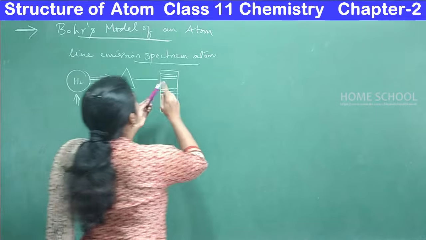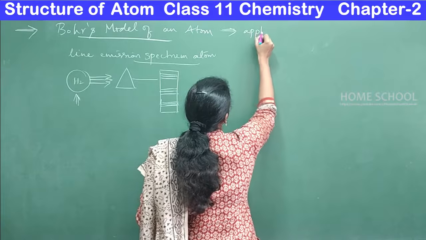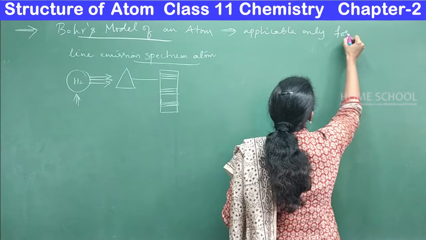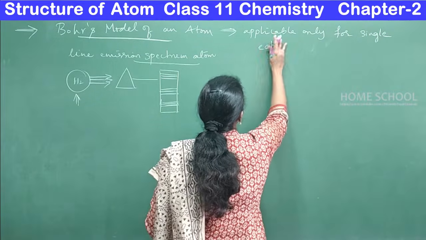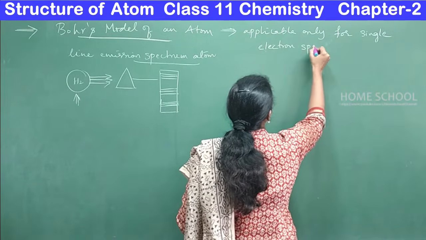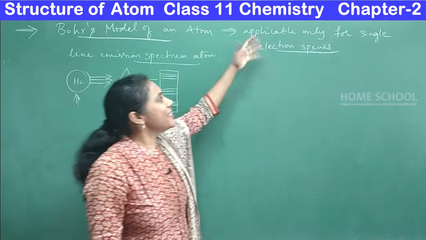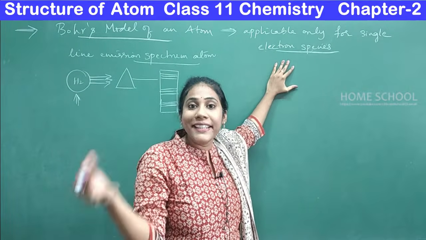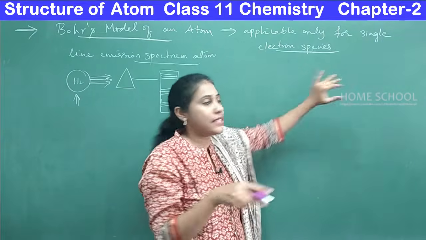This point is very, very important. Bohr's theory is applicable only for single electron species. This is really very important. Is that clear? Fine. So what do you mean by single electron species? Any atom, ion, or anything that has a single electron in it is called a single electron species.